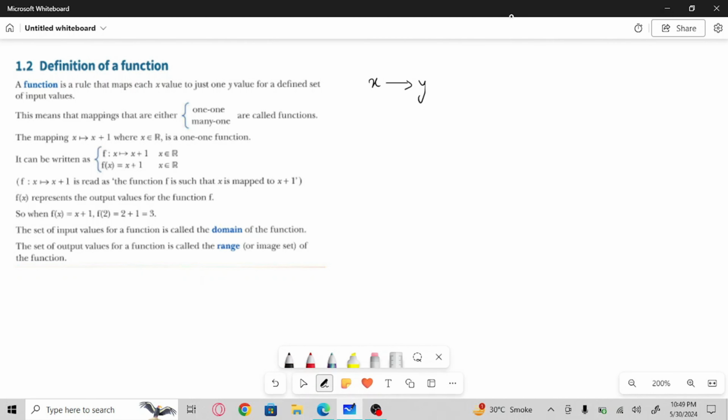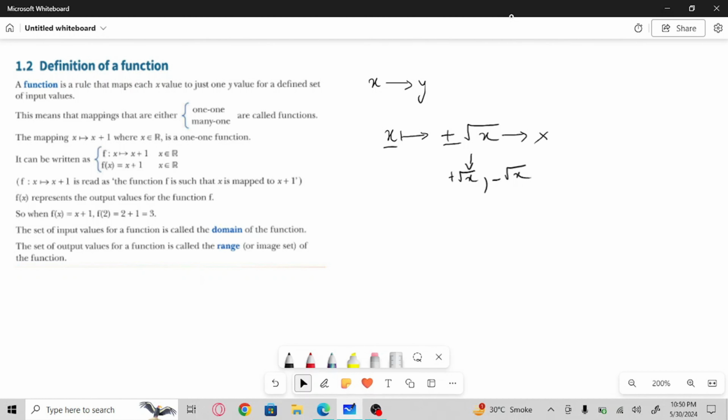Okay, so which means that a one-many mapping would not be applicable here because, for example, we take a mapping which says x is mapped to plus minus under root x. So this will not be a function because for one input value, it is giving out two output values in the form of a positive under root x and a negative under root x. So this is not a function. A function is any rule or mapping which gives out one output for whatever input you give.